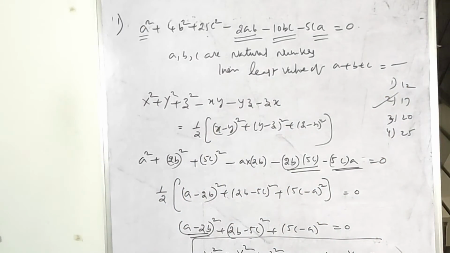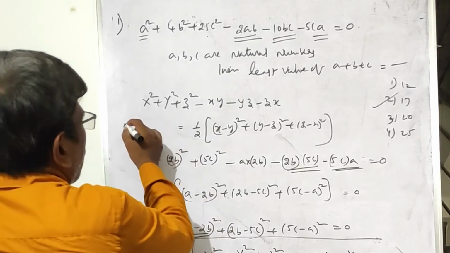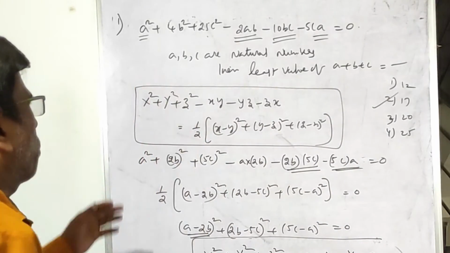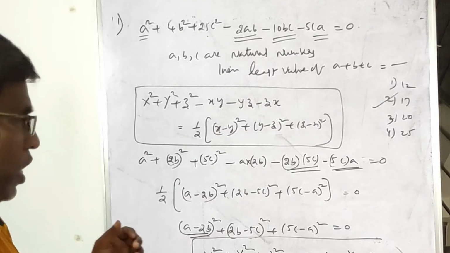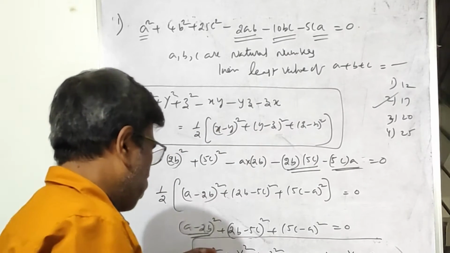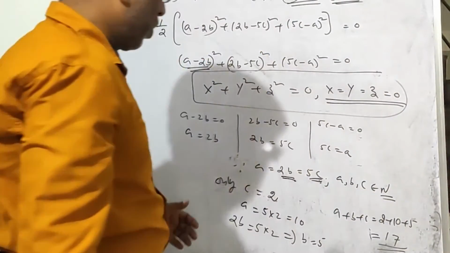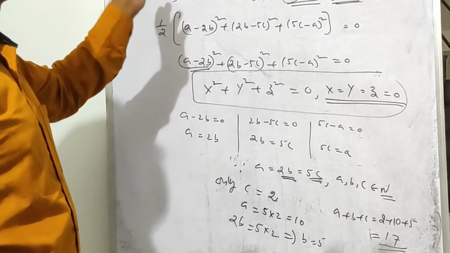So this type of question is generally asked in the JEE Mains, because these two formulas are very important. Underline these formulas. The first is x square plus y square plus z square minus xy minus yz minus zx. The next formula is: if x square plus y square plus z square is 0, then x equals y equals z equals 0. Based on these two formulas, we can solve the problems.